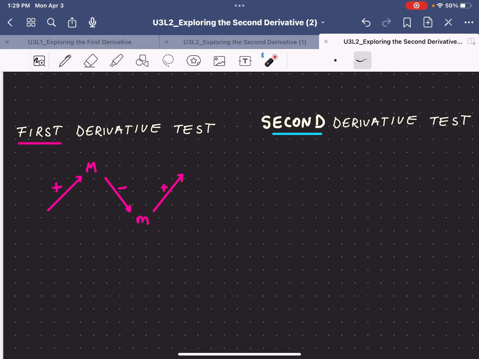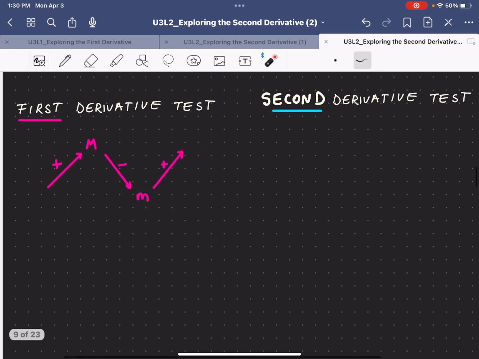So we call this finding minimum or maximum by using what we call the first derivative test, or simply by using the chart. So this very chart is what we call the first derivative test. Now in this lesson, we are going to learn how to use the second derivative test to determine the extrema on the graph of the function and identify those extrema as min and max without having to build this chart. Okay, so let's get started.